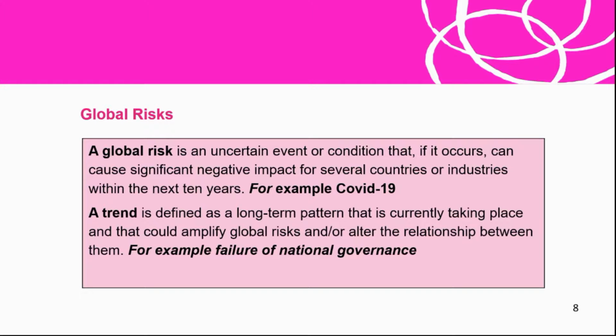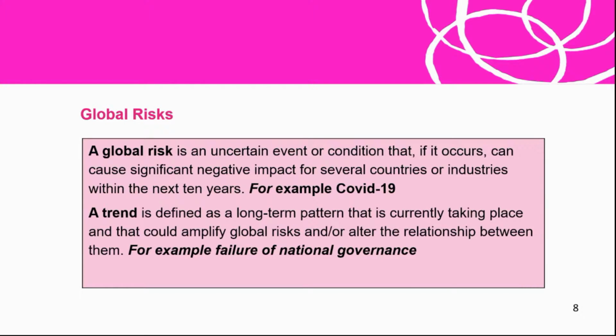It's about global risk. And there are two elements of that. There's a global risk and then there's a trend. Now, a global risk is an uncertain event or condition that, if it occurs, can cause significant negative impact for several countries or industries within the next 10 years. And a typical example is what we're going through now, COVID-19 pandemic. It has changed the way we think, we work, we live, we teach, we learn, and it has changed it completely. And for the next 10 years, the impact will be continuously felt.